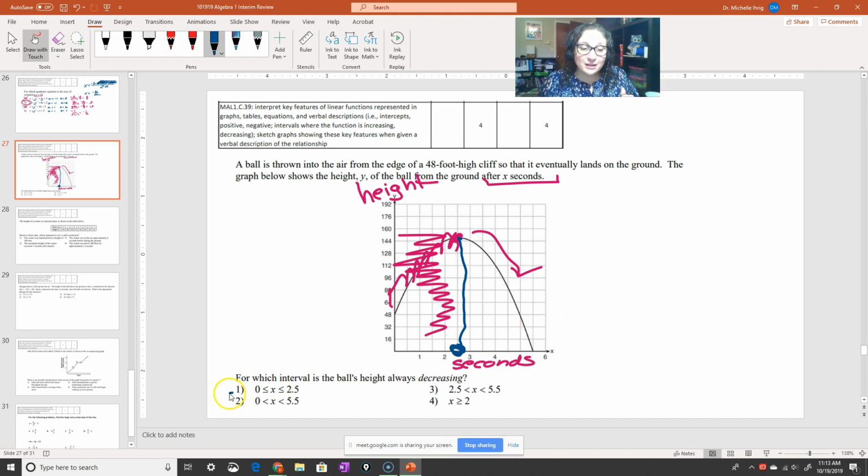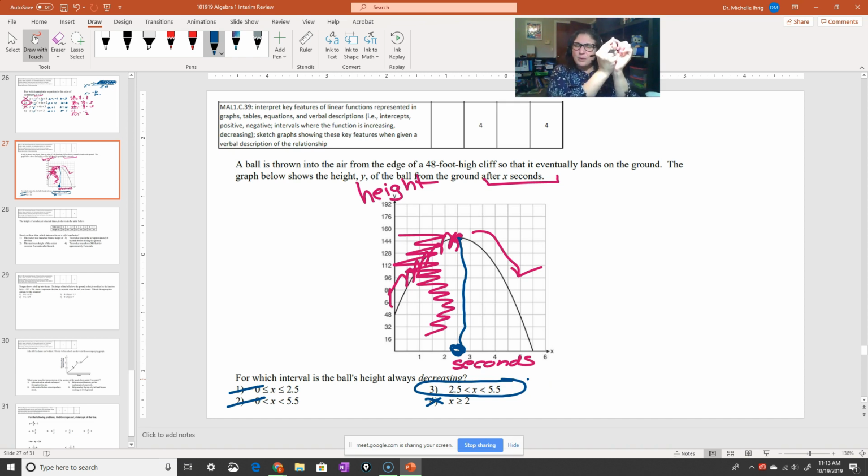That means I can eliminate choice 1 because it has the ball decreasing at 0 seconds, which makes no sense. They threw the ball up and then it started going down. I can eliminate choice 2 because, again, it started at 0. Choice 4 says it continues decreasing forever after 2, but eventually it's going to hit the ground, so it can't be choice 4. So it's going to be choice 3, because it starts decreasing at 2.5.